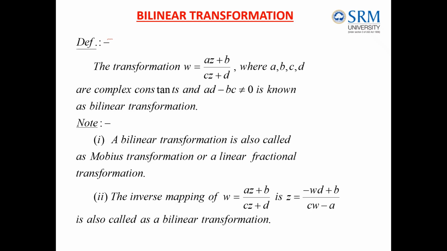W equal to (az plus b) by (cz plus d), where a, b, c, d are complex constants and ad minus bc not equal to 0, is known as bilinear transformation. A transformation of this form is called a bilinear transformation, and this bilinear transformation is also called the Mobius transformation or linear fractional transformation. And the inverse of this bilinear transformation is also a bilinear transformation.